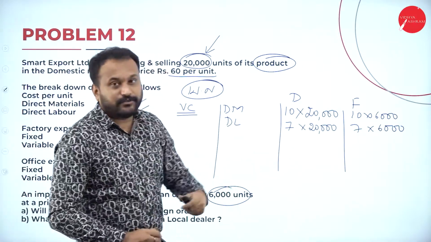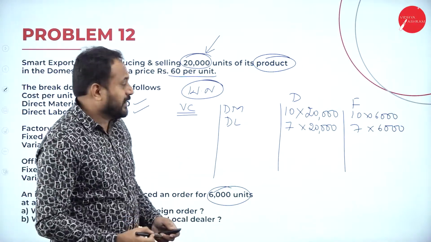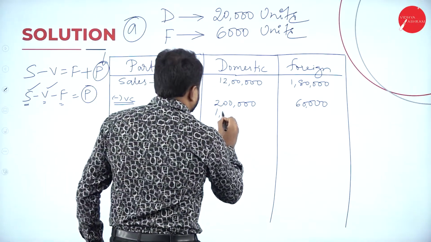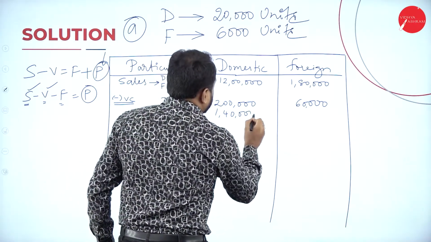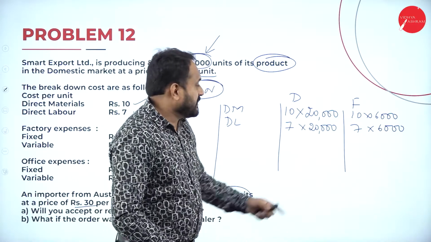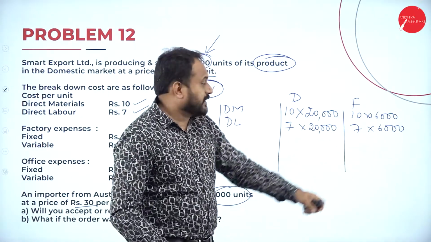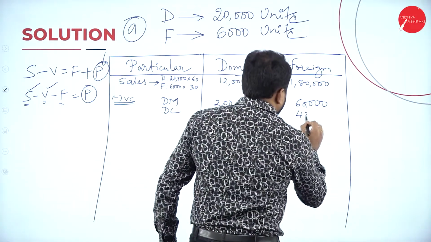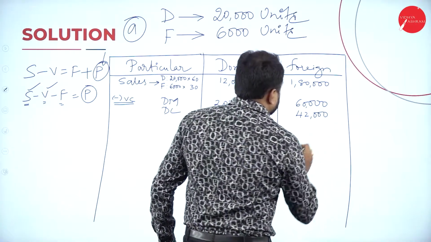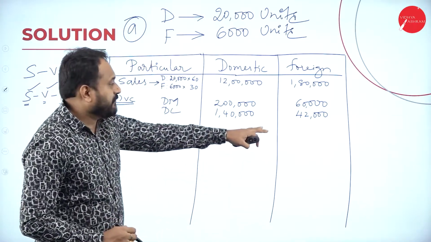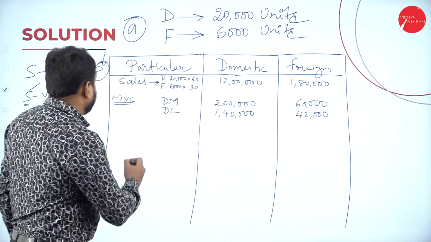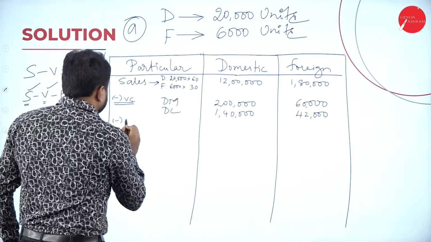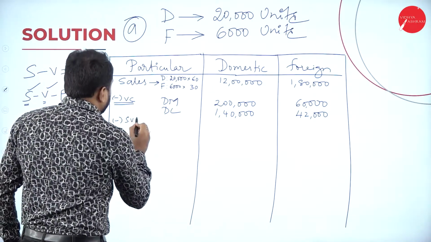7 2s is 14. So it is how much? 1,40,000. So we'll write here 1,40,000. And the next one we have is 7 6 is 42. So it is 42,000. So we'll write here 42,000. So we got 60,000 and then we got 42,000. Done. Next one, again minus your semi-variable cost.